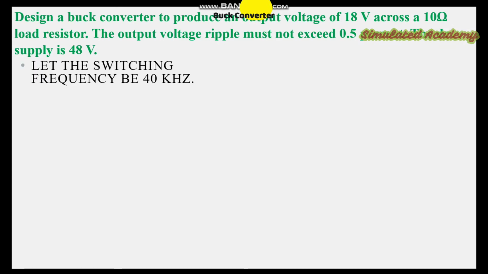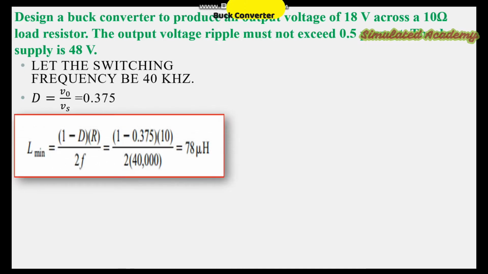I'm assuming the switching frequency is 40 kilohertz. I'm also calculating the duty cycle by the well-known formula Vo divided by Vs, and it comes out to be 0.375. Now to calculate the inductor value, the minimum value for the buck converter is calculated by the formula (1 minus D) times R divided by 2f. All values are known, so the inductor value comes out to be 78 microhenry.